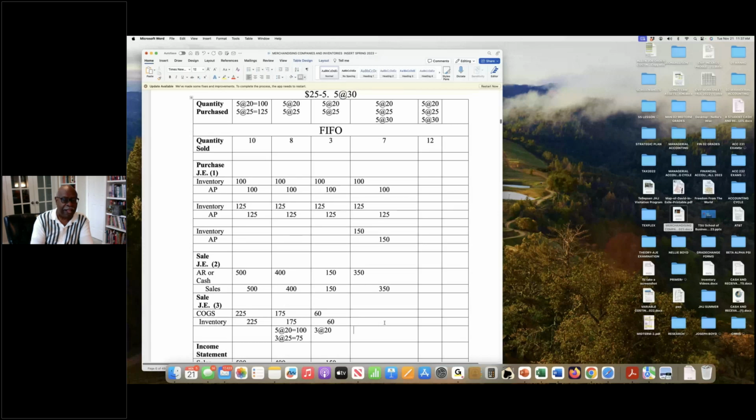So we sold 5 at 20. So that's going to equal 100. Then, since it's 7, we're going to get into this next layer, 2 at 25. That's going to be equal to 50. So our cost of goods sold is now 150.